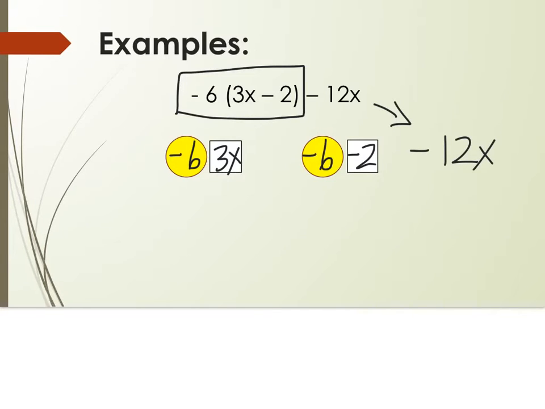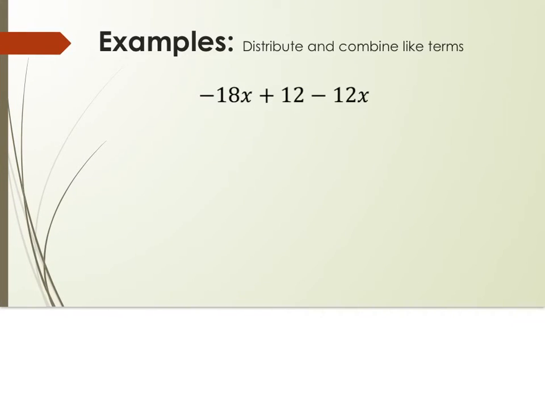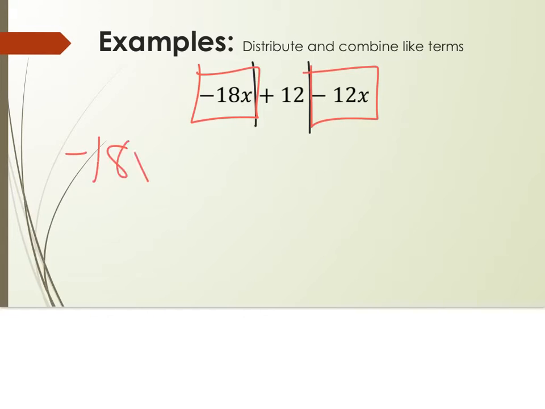Now you multiply negative 6 times a positive 3x is a negative 18x. A negative 6 times a negative 2 is a positive 12. And we bring down our negative 12x so we don't forget it. That leaves us with three terms, a negative 18x, a positive 12, and a negative 12x. We can combine the negative 18x and the negative 12x because they both have an x. The positive 12 is a constant and there are no other constants, so that one won't be combined with anything.